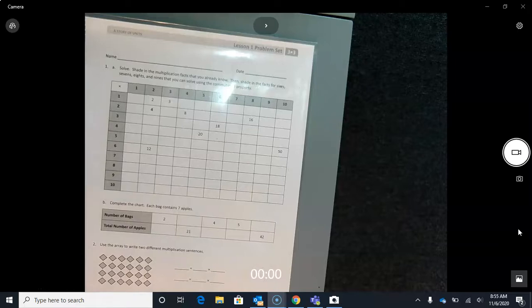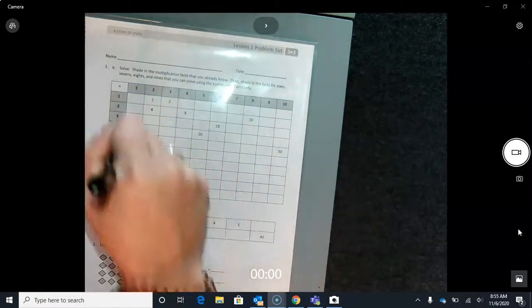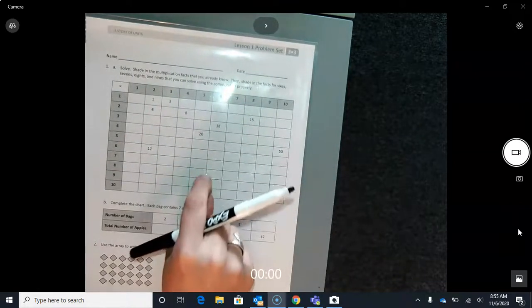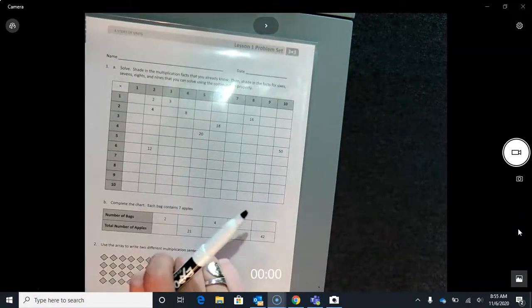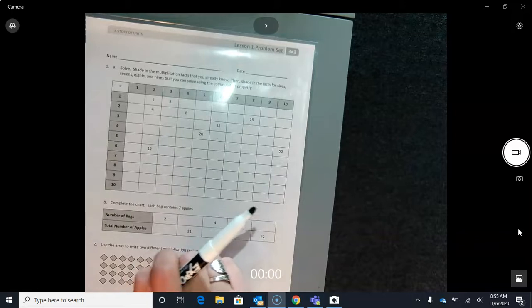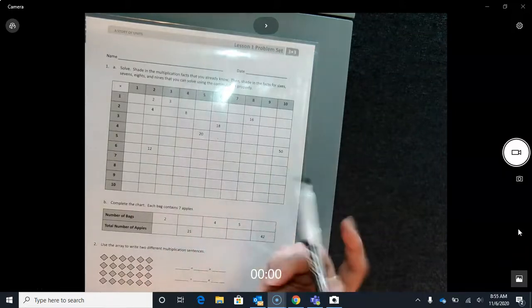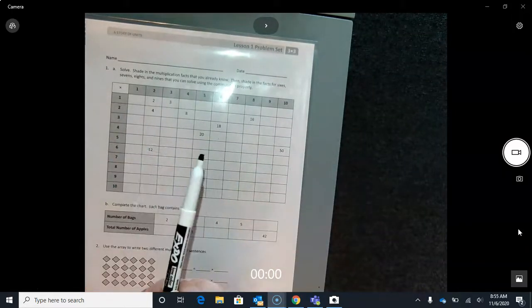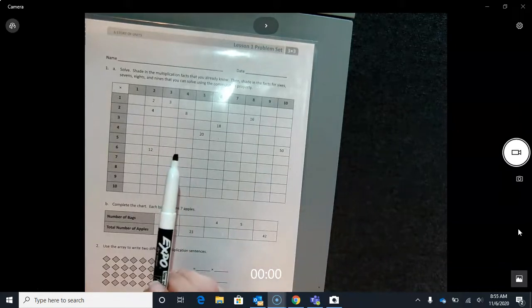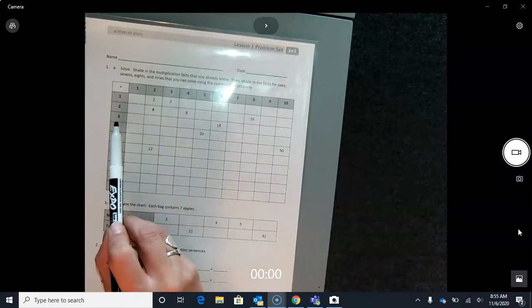How many facts are on this chart in total? Right, we would actually have 100 facts inside of our chart. Now we're going to use our chart to locate the product of 3 and 6, so I can show you how this chart works. What you're going to do is put your finger on the row labeled 3 and slide it to the right until it's also in the column labeled 6.